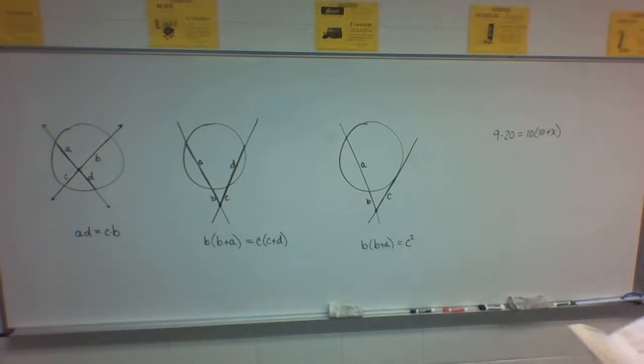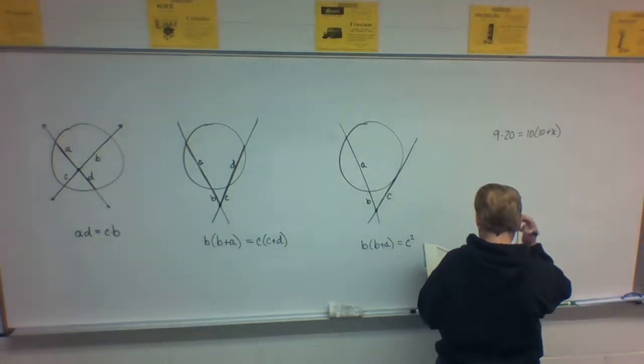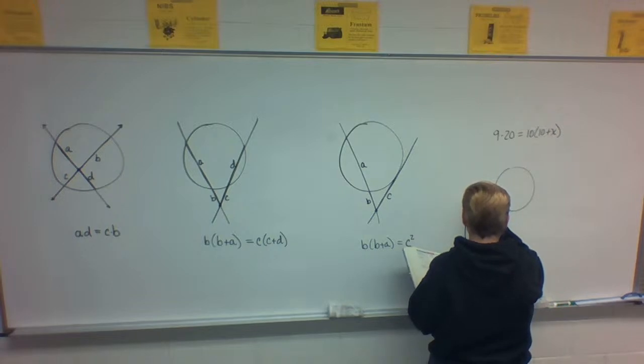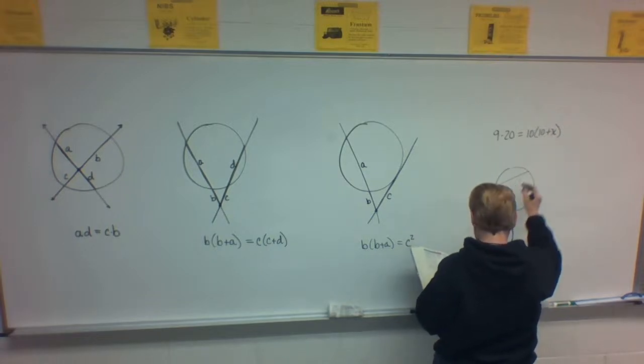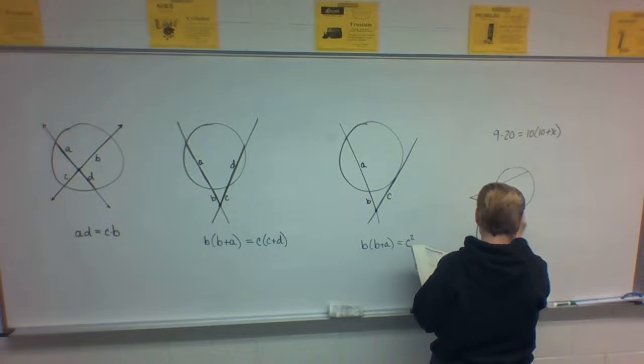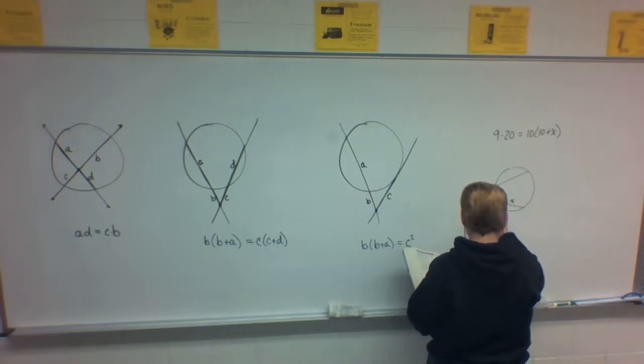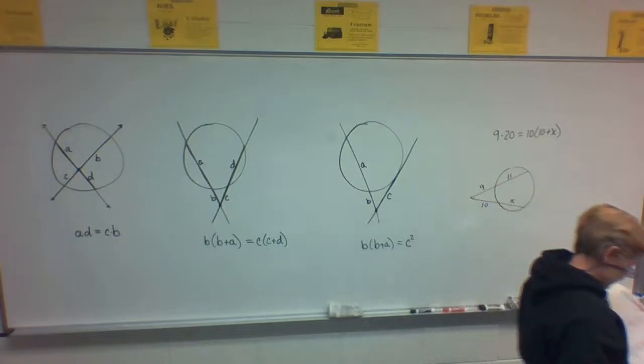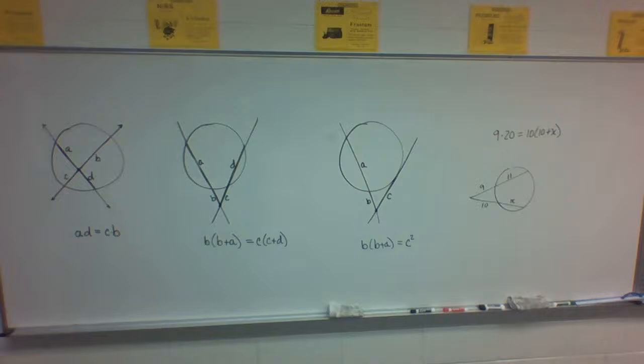So let me put the picture with it, and you see if you can figure out why we wrote what we did. So the picture looks like this. I've got a secant coming out to there, and another secant coming from this point down to there. This is x. This is 10. This is 9. And this is 11. And we are just looking for the value of x.